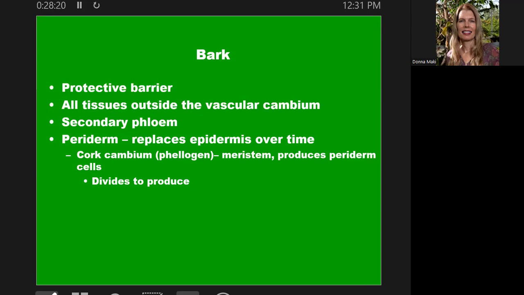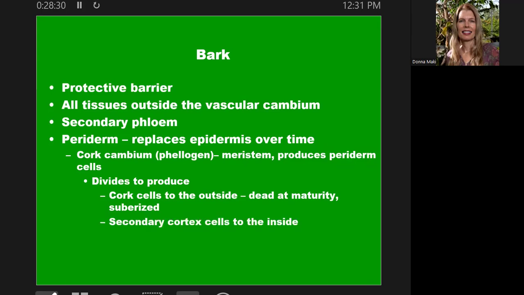The cork cambium gives rise to cork cells to the outside. So it's another ring of cells, and when it divides, it's going to make cork cells to the outside. And they call it secondary cortex cells to the inside. Those are just parenchyma cells that will be produced. So it's interesting that, again, this cork cambium is going to produce one cell that ends up being dead, just like with the vascular cambium.